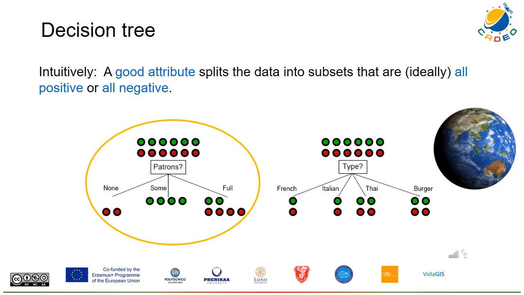So here we can see a good attribute splits the data into subsets that are ideally all positive or all negative. So it means that if an attribute can classify the classes very well, then it's a good attribute. Otherwise, it's a bad attribute.